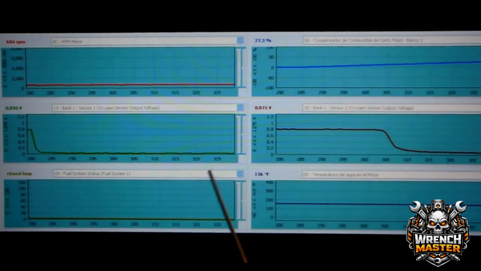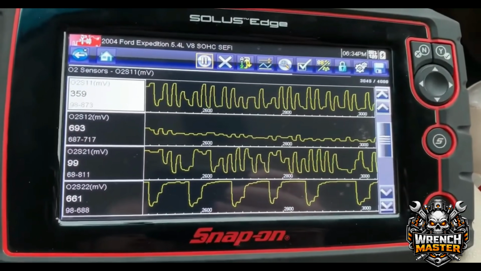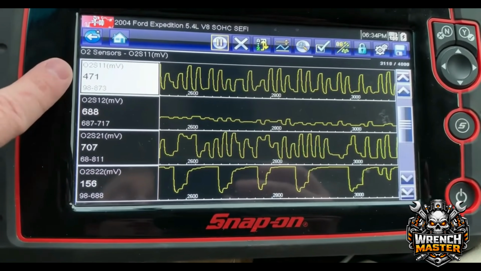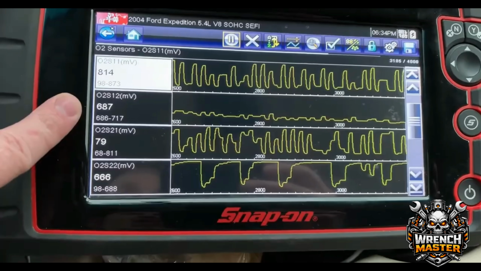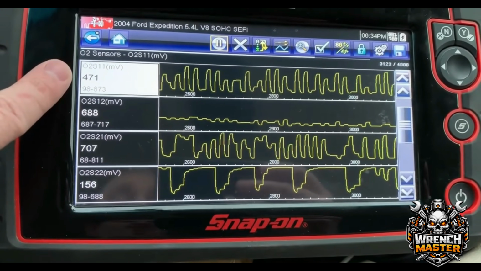A more effective way to check the signal is by using an automotive scan tool and observing the live data. You should see the signal oscillating between 100 millivolts and 900 millivolts. If no oscillation is present, the sensor is faulty and must be replaced.